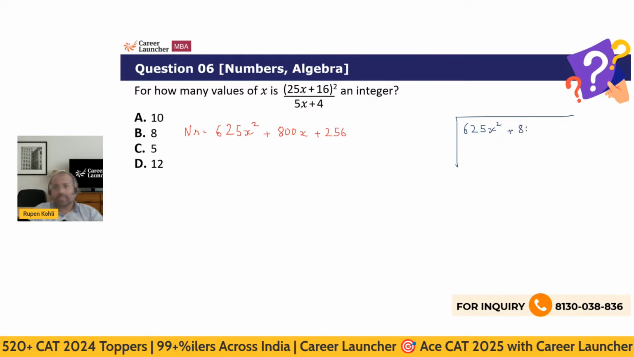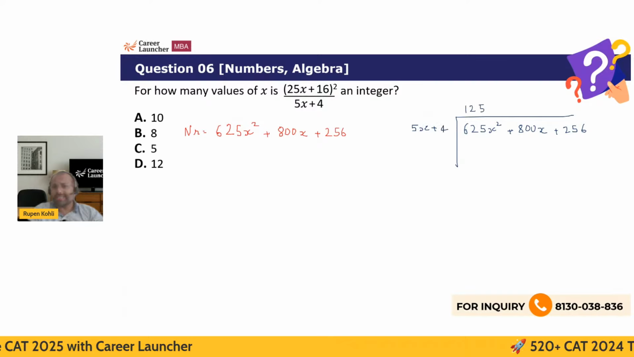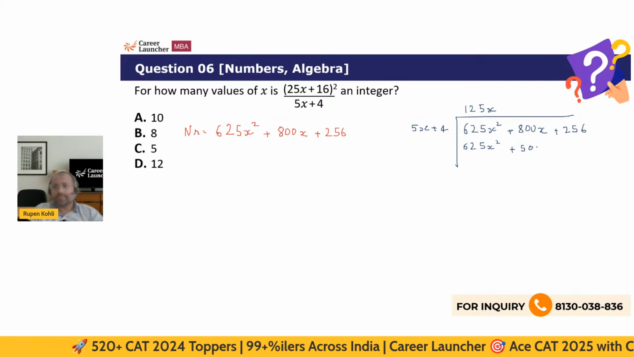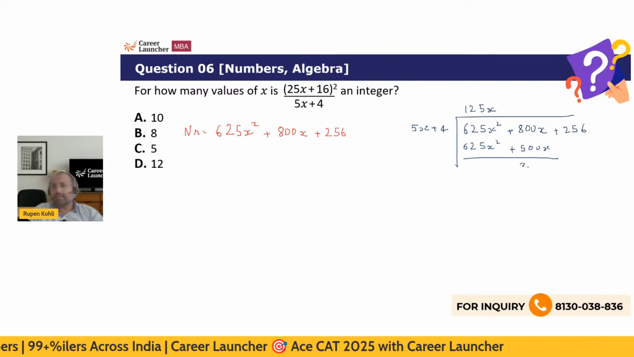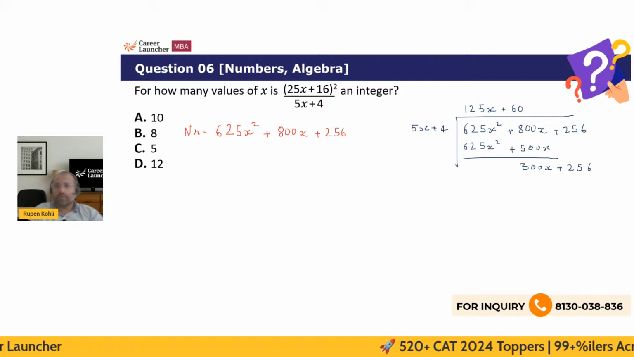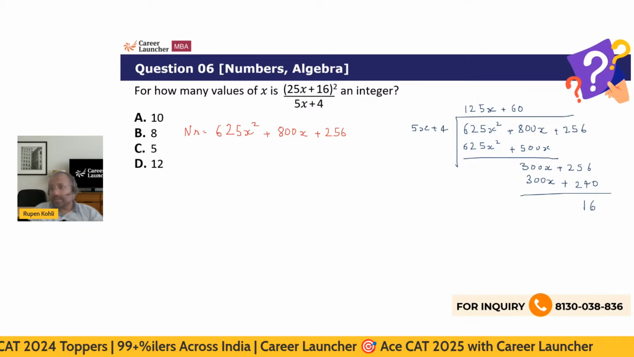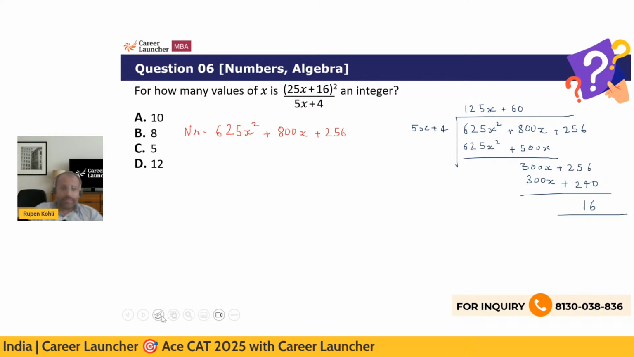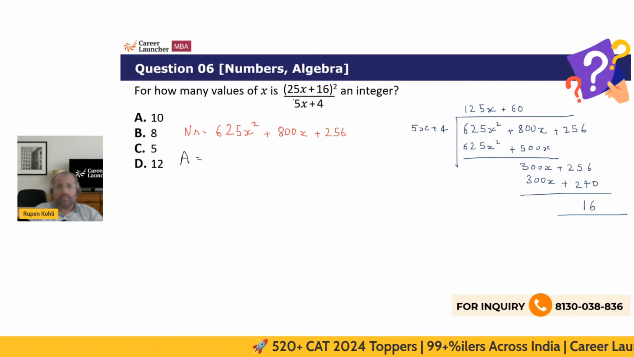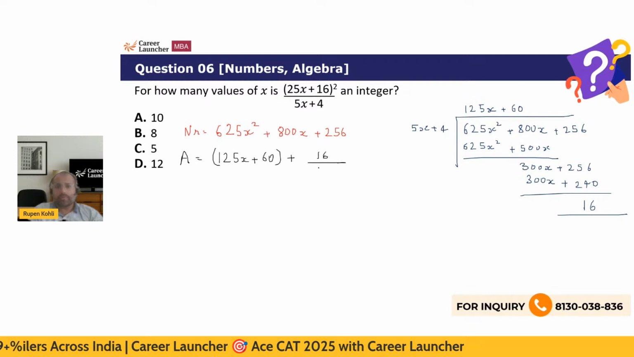625x square plus 800x plus 256, that we are dividing with the linear term, which is 5x plus 4. So 5x into 125x is 625x square. So 625x square plus 4 into 125, which is 500x. Subtract. So cancels. 800 minus 500, which is 300x plus 256. Now 5x into 60 is 300x. So 60 over here. So 5x into 60, 300x, and 4 into 60, 240. Perfect. A very small remainder I'm getting, 256 minus 240, which is 16. So therefore, can we say that this expression, let me call it A, is 125x plus 60, plus 16 over 5x plus 4.